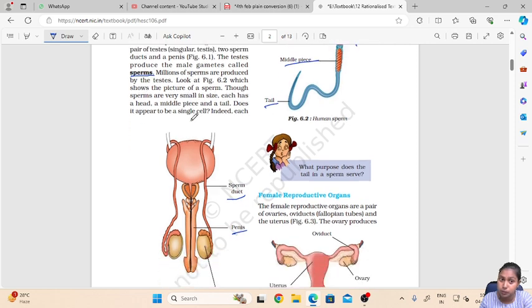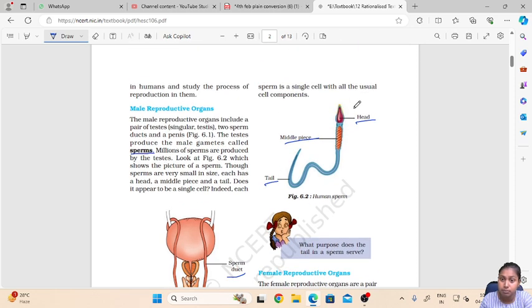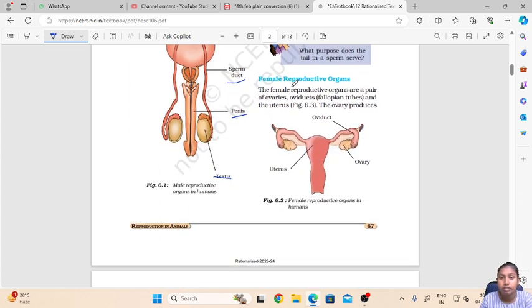Millions of sperms are produced by the testes. The sperm has a head, a middle piece, and a tail, and it is a single cell with all the usual cell components. Then we have seen the female reproductive organs. The female reproductive organ has a pair of ovaries where the ova or egg is produced, an oviduct or fallopian tube, and the uterus where the development of the baby takes place.